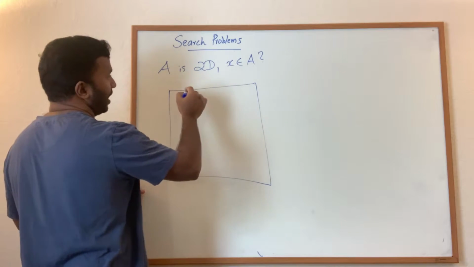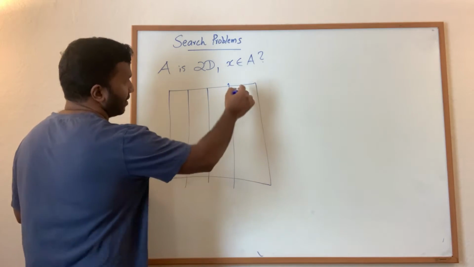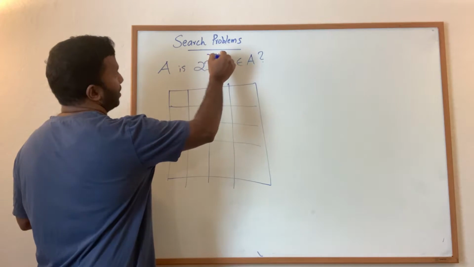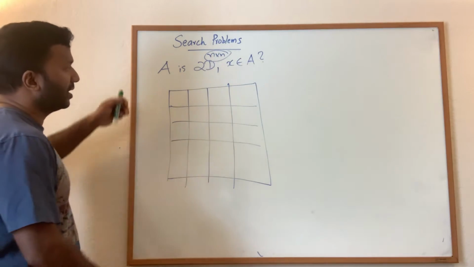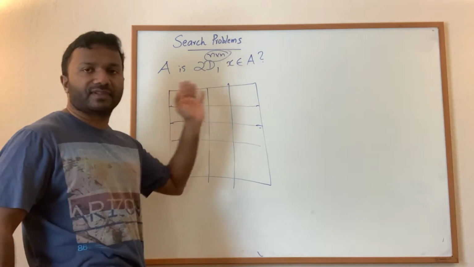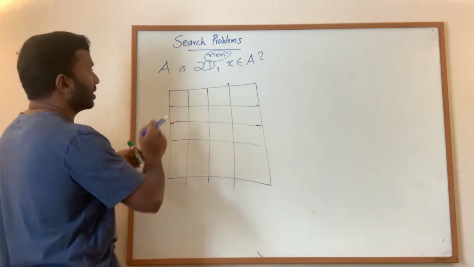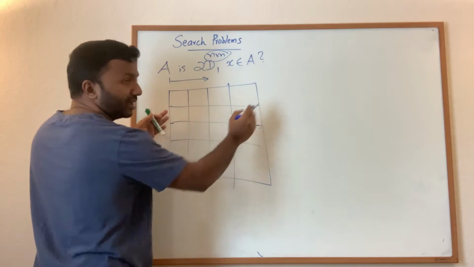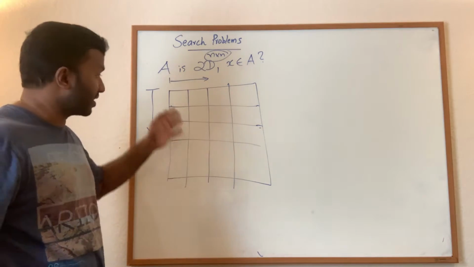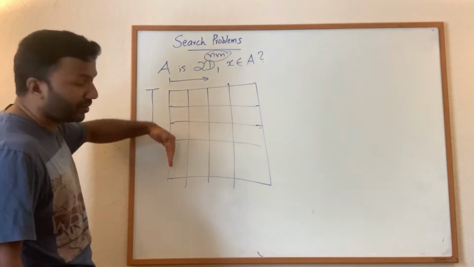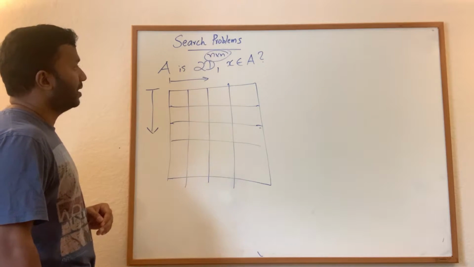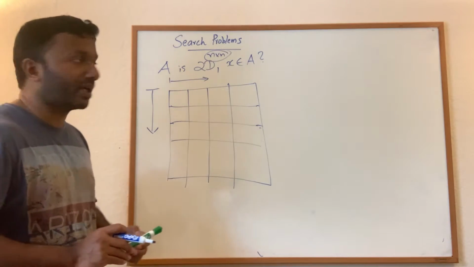Okay, so it's a 2D array with n rows and n columns, basically n cross n size. And I will also give you additional information: if you take the numbers within each of these rows, they are sorted in left to right order, that means increasing. And also the numbers are sorted in the column order as well. So when you go down, the numbers are increasing. When you go to the right side, the numbers are again increasing. And just for the sake of simplicity, let's assume that all numbers are distinct.